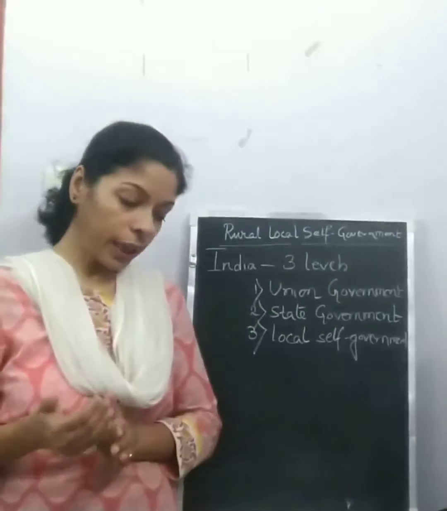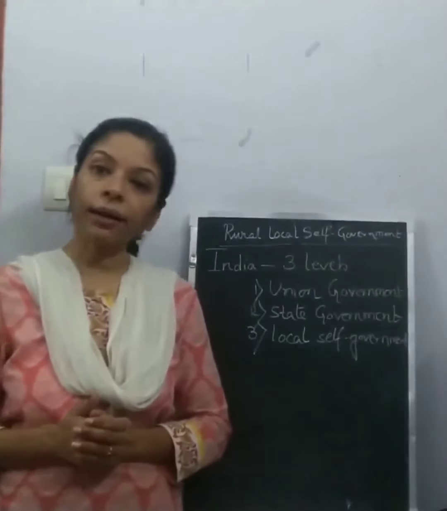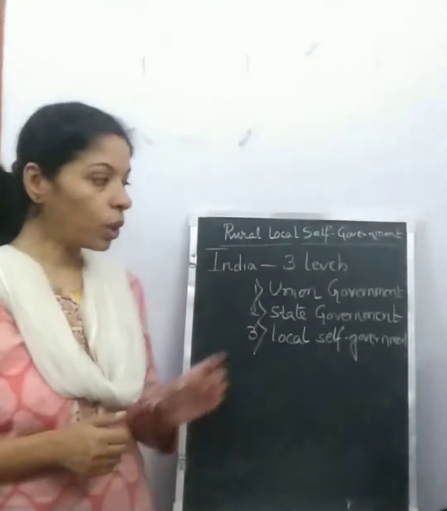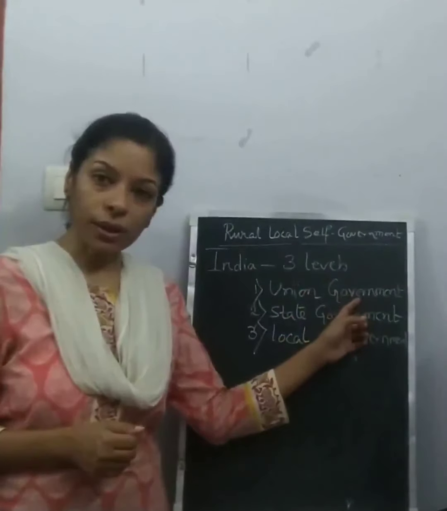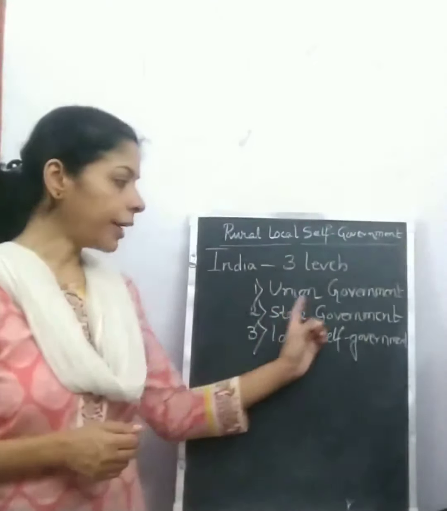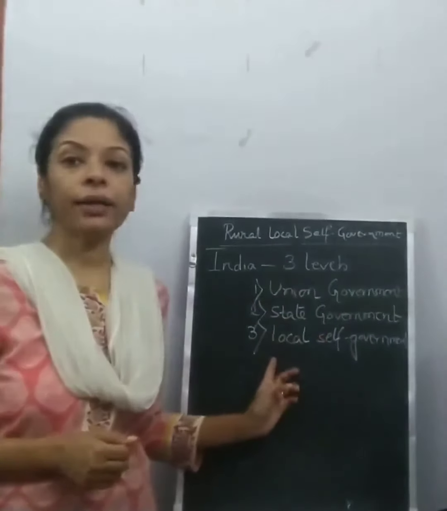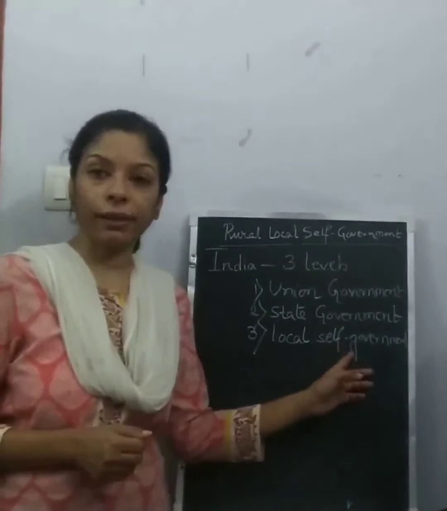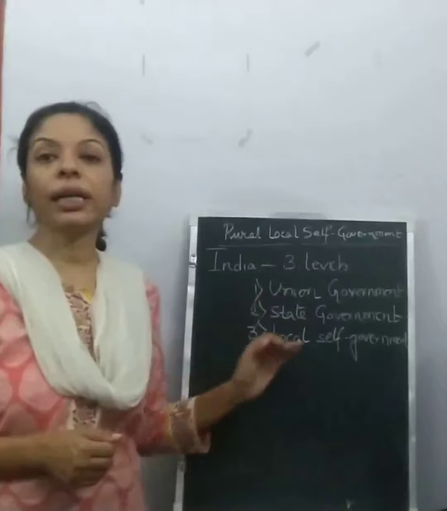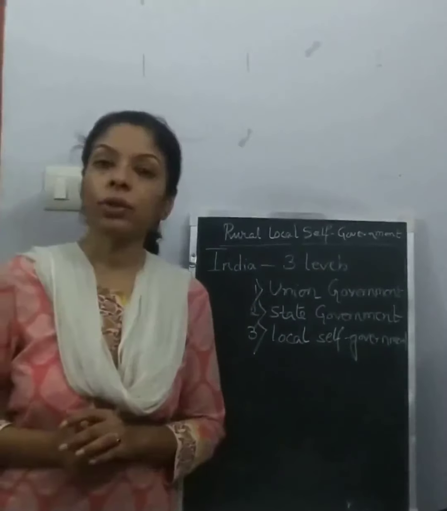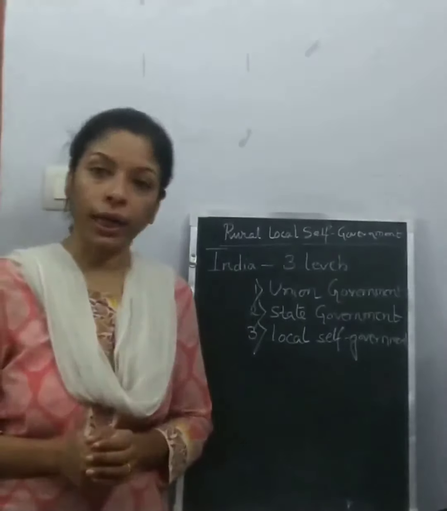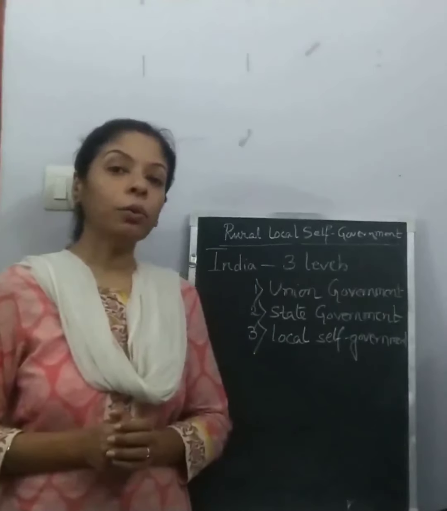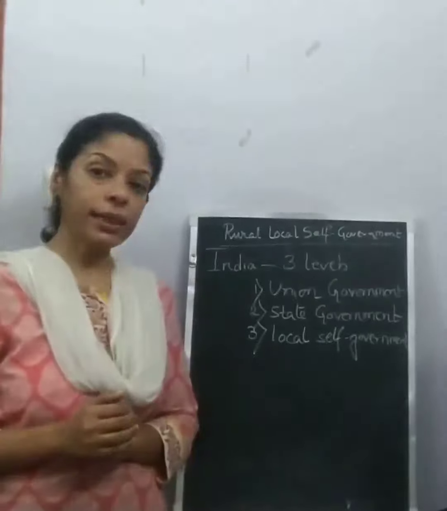Now, if we come to India, we see that there are three levels of government. What are the three levels of government? We find the union or the central government, the state government, and the local self-government. These are the three levels of government that are responsible for looking after the welfare of the people living in India. Now, what are these three levels? Let us first find out.